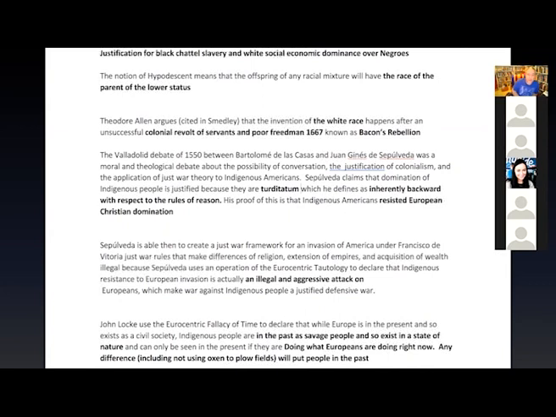Sepulveda is able to create a just war framework for an invasion of America under Francisco de Vitoria's just war rules, because he used an operation of the Eurocentric tautology to declare that indigenous resistance to European invasion is actually an illegal and aggressive attack on Europeans, which makes war against indigenous people a justified defensive war. And this is already a quiz question. There was also a midterm question around this kind of concept, right?